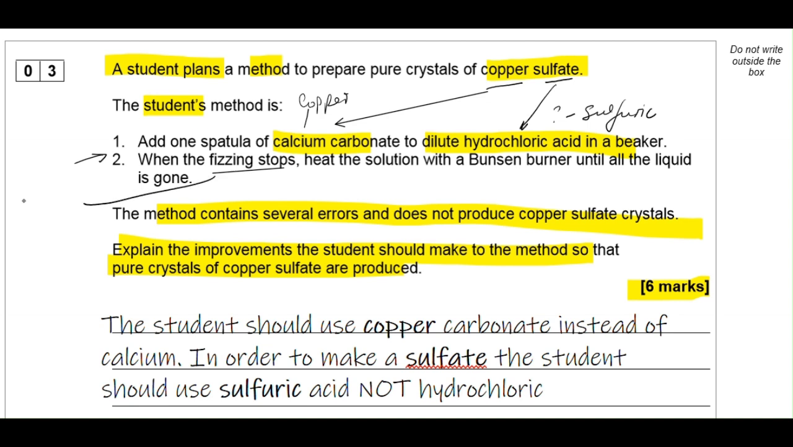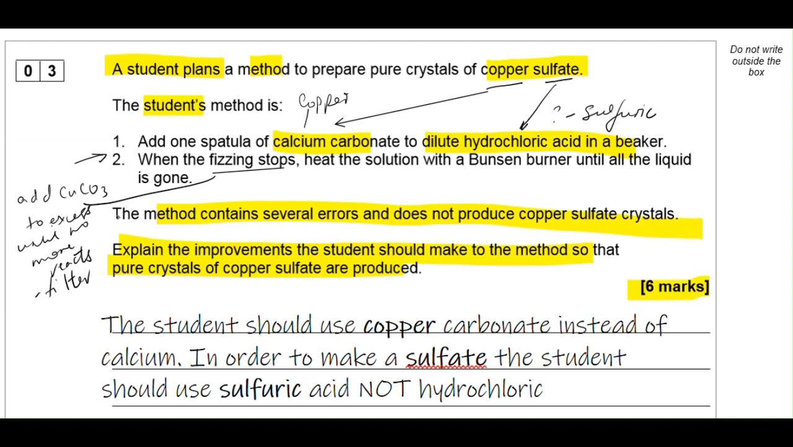This is wrong. What you should do is add a spatula of copper carbonate one at a time and keep adding until no more reacts. This is called adding to excess. When you do this, you will see some of the copper carbonate solid left in the bottom. So you've got a solid in that solution. So to get rid of that solid, you must filter it.